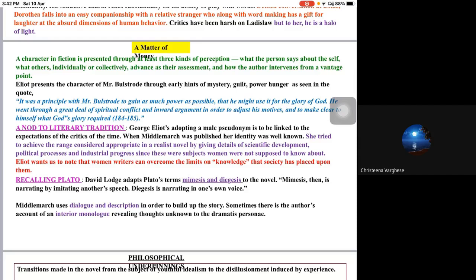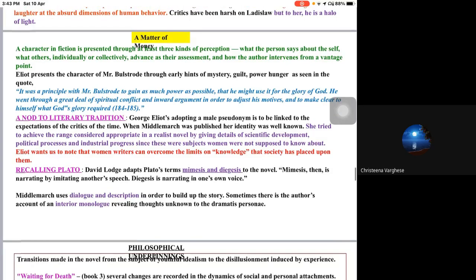So it's more of mimesis than diegesis that you see here, because through the words and dialogues of the characters, we come to know what they are thinking and what is happening. And sometimes another feature that the writer uses is interior monologue, what the character is thinking within their mind, that comes in the form of an interior monologue. So that gives us a peek into the mind of the dramatic person or the character.